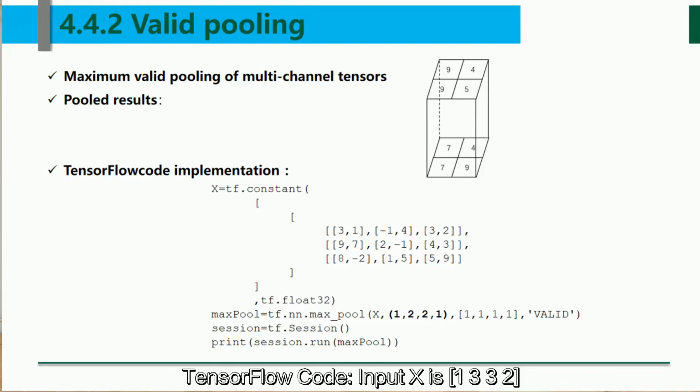TensorFlow code: input x is 1, 3, 3, 2, and we use padding equals valid. max_pool equals tf.nn.max_pool(x, [1, 2, 2, 1], [1, 1, 1, 1], 'VALID'). The code is almost identical to single-channel valid pooling, only the input channel count changes.